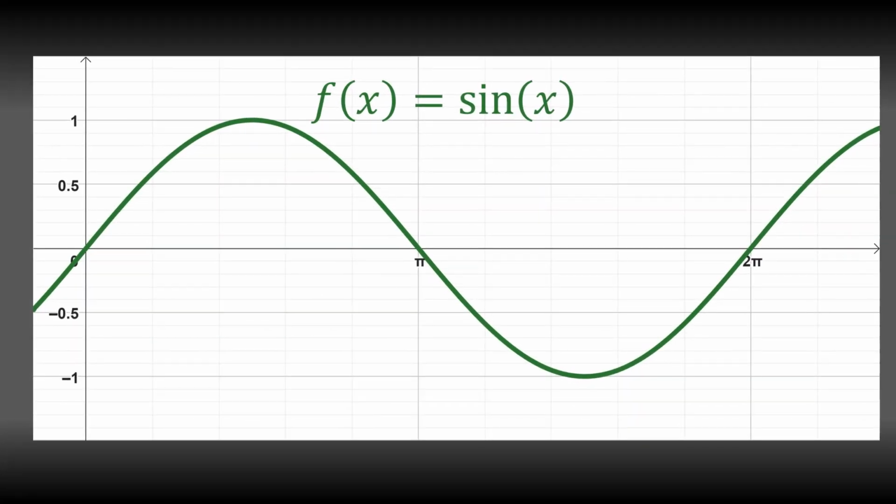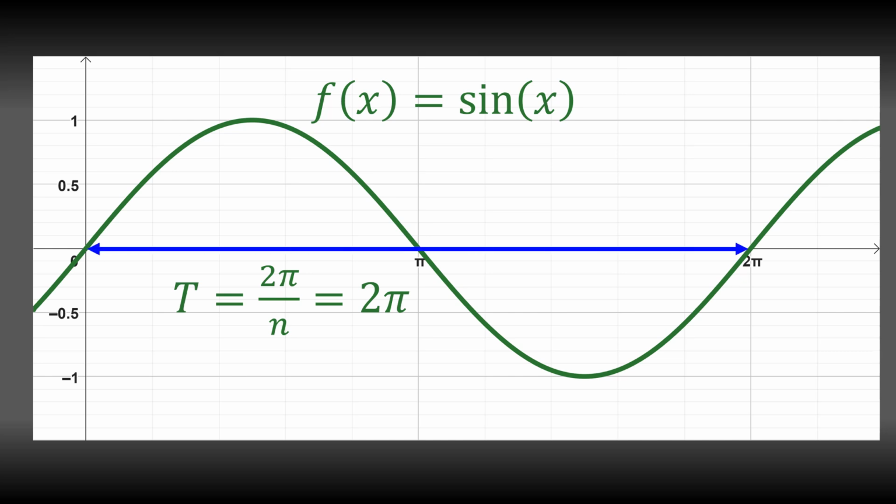If we look at the graph of sin x, we can see that n must be 1. Just like with the a term, if there is no explicit n term, we must assume that it is 1, because again, anything multiplied by 1 is just itself. If n equals 1, then the period must be 2 pi. And sure enough, we can see that a full cycle is completed in 2 pi.